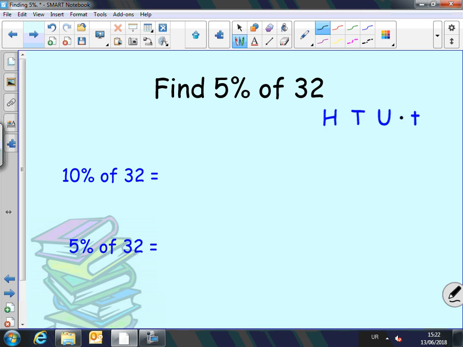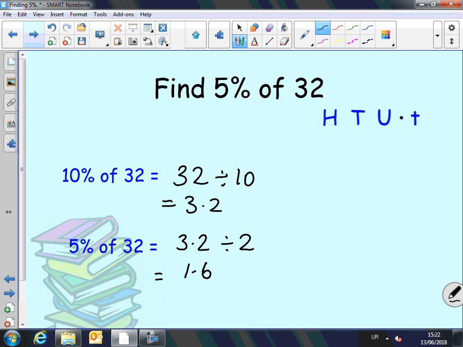Your second example you had to do was find 5% of 32. And again, to find 10% of 32, you know to take 32 divided by 10, and that will give you your 3.2, because we're moving everything one place to the right. To get 5%, all we have to do is half that answer. So 3.2 divided by 2 gives you 1.6. So 5% of 32 is equal to 1.6.